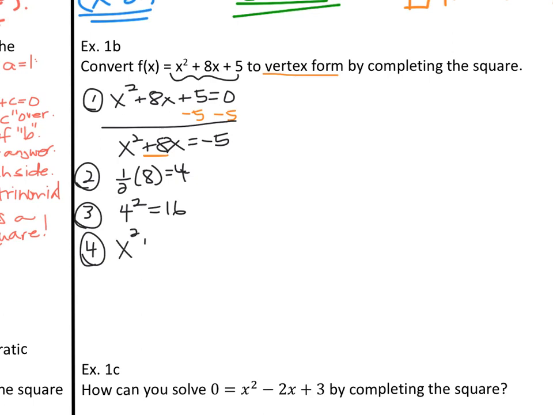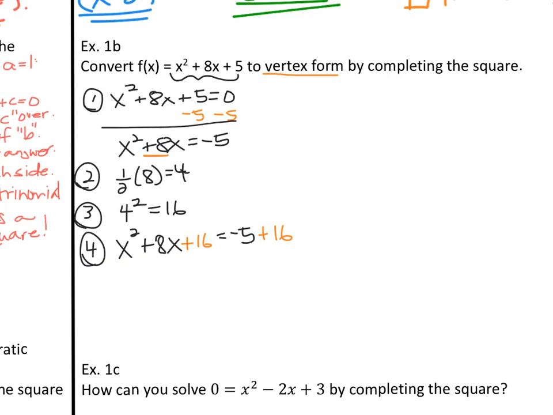We have x squared plus 8x. I'll add 16 on the left. We had negative 5, and we'll add 16 on the right. We add the same thing to both sides of the equation to keep the equation balanced. On that left-hand side, we now have a perfect trinomial square.